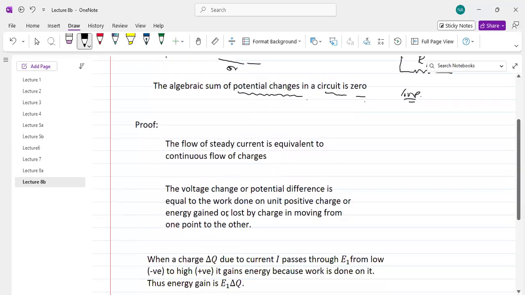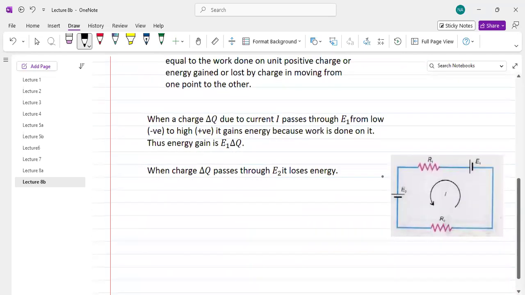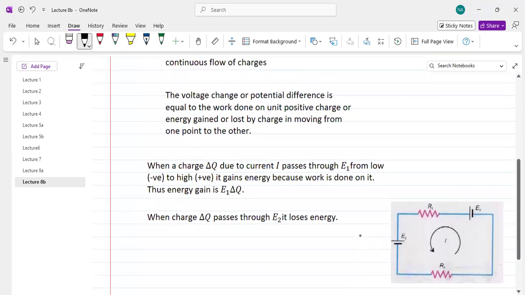Proof. In order to prove this law, we consider a circuit as shown in the figure. In this circuit, there are two resistances and two EMF sources. This is not a very complicated circuit, but it is kept simple in order to illustrate the points. So there are two EMFs, E1 and E2, and two resistances R1 and R2.